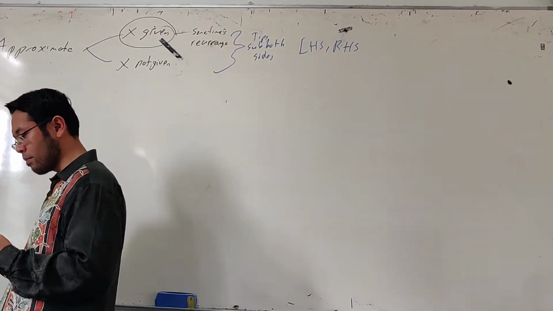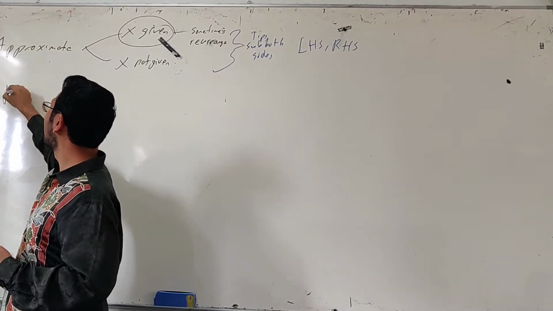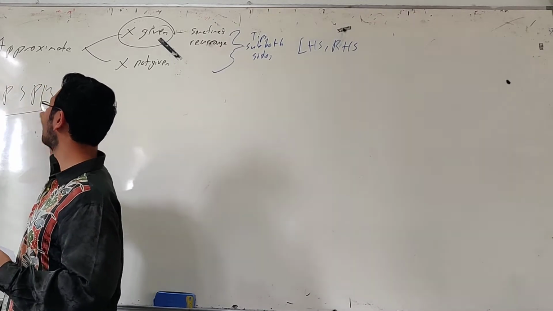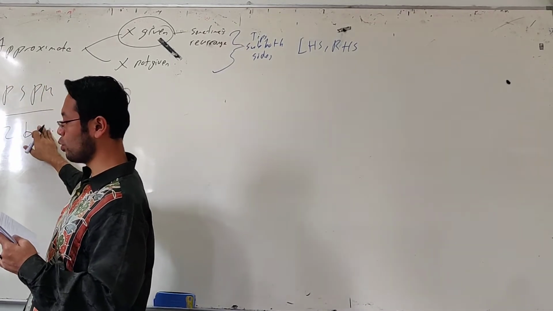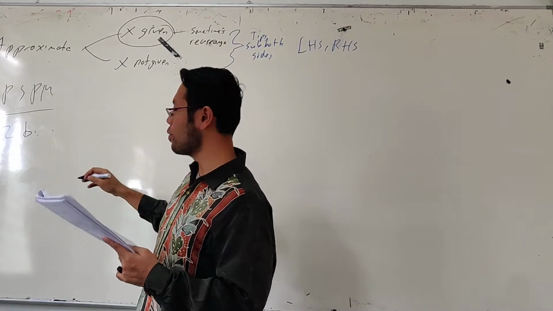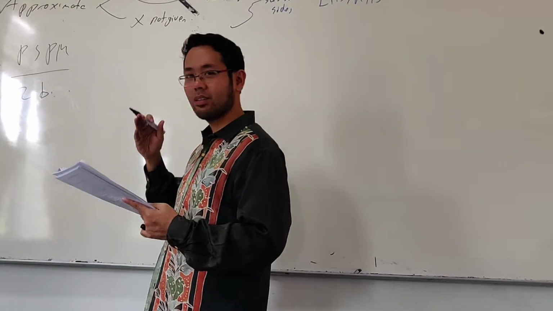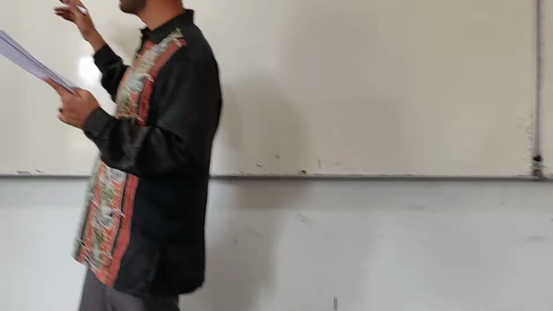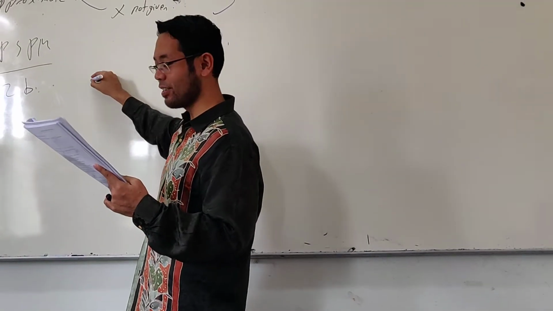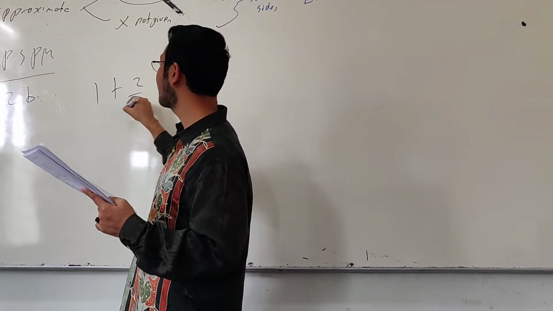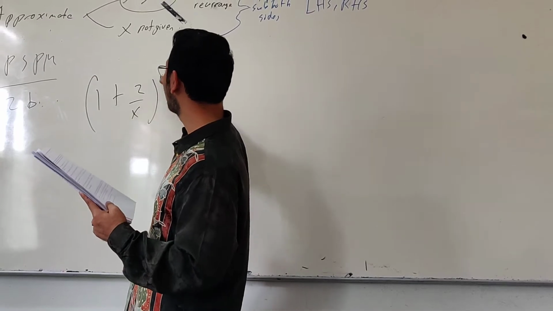Let's say for question number 2B of PSPM, where you are given, you pause first. Okay, let's say you're given 1 plus 2 over x to the power of half, and they ask for that here.